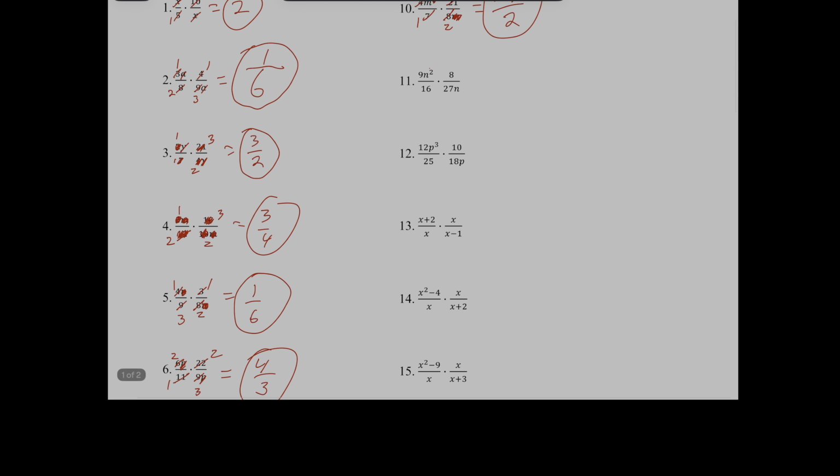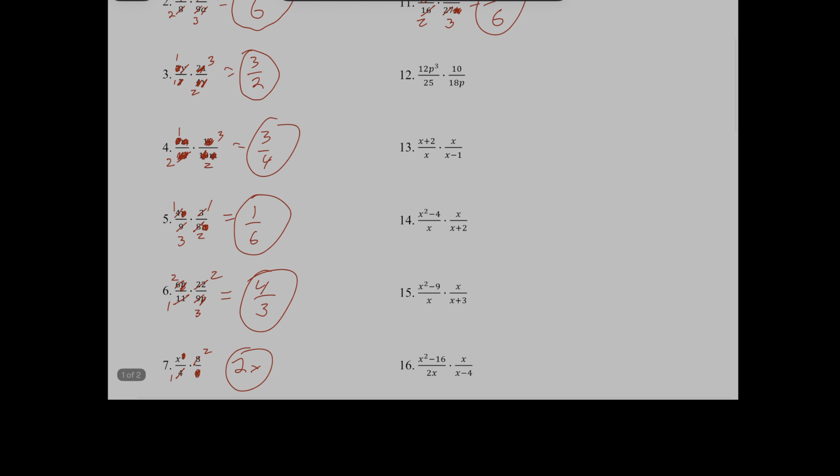It's fun. I have 2 on top, 1 on bottom for my n's. I like to do my variables first. That's an n to the first, or just an n. 8 and 16 become a 1 and a 2. My 9 and my 27 becomes a 1 and a 3. Now, all my numbers are gone on top, but don't forget I've got that n right there, and that's going to be n over 6, okay?